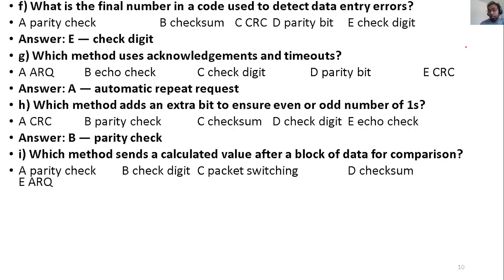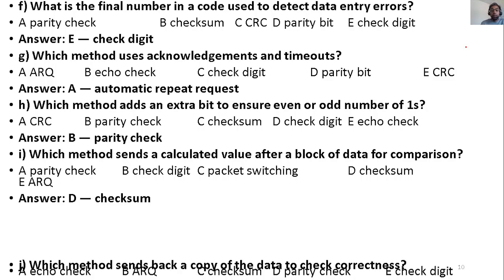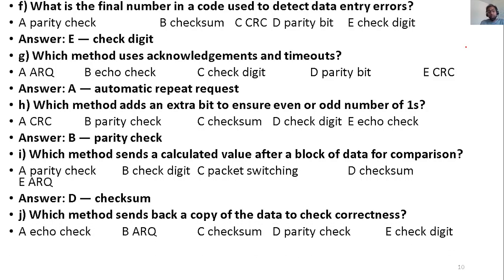Which method sends a calculated value after a block of data for comparison? Obviously, that is the checksum. We calculate a value and send it with the block of data. Which method sends back a copy of the data to check correctness? Obviously, echo check. That's it for this class, and we'll continue with our last topic in the next lecture. Thank you.